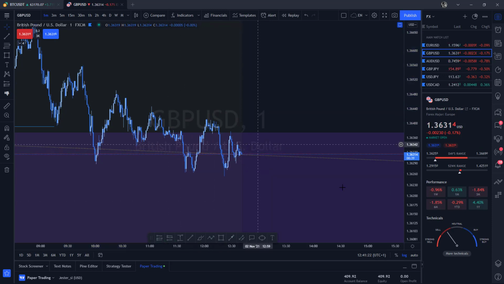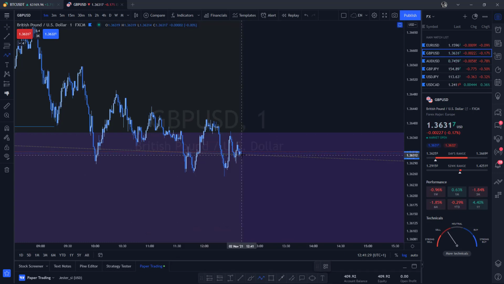So what I would like to see here is a nice move up to take liquidity from these highs, displacement in price, and tap back in to go higher.